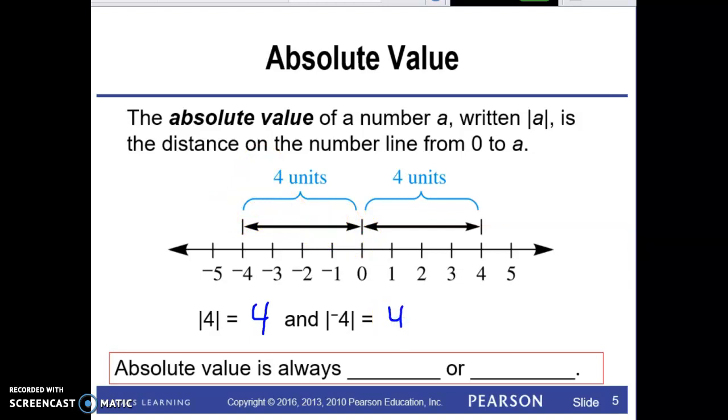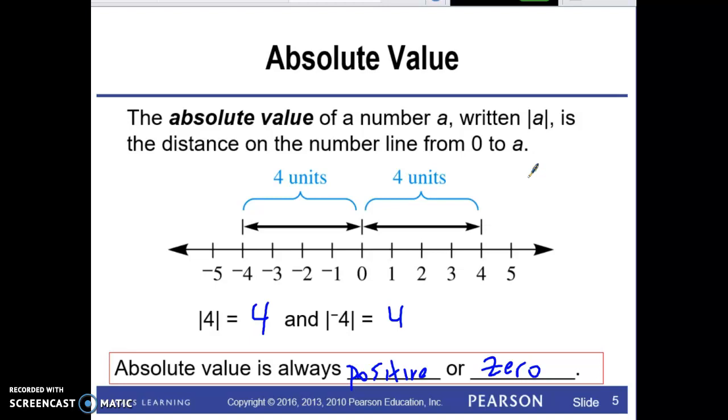So absolute value is going to be positive because it measures a distance, or it's going to be 0 because 0 is 0 units away from itself. So my only two choices here are positive or 0. Absolute value will never give me a negative answer. Sometimes what our students misunderstand is that absolute value is something that makes everything positive. And that's not true. Absolute value is a measurement, it is a distance, and therefore it becomes positive.